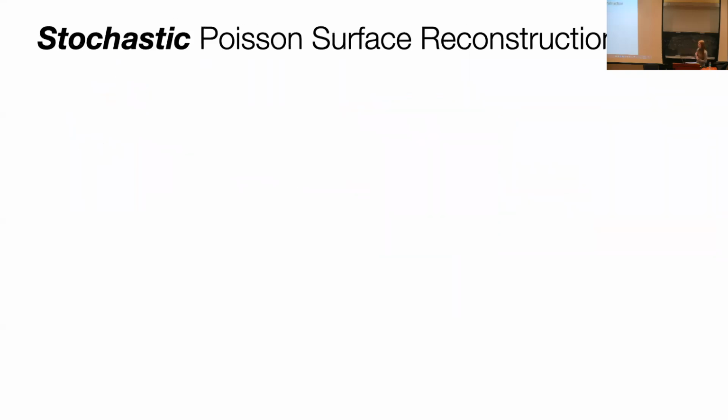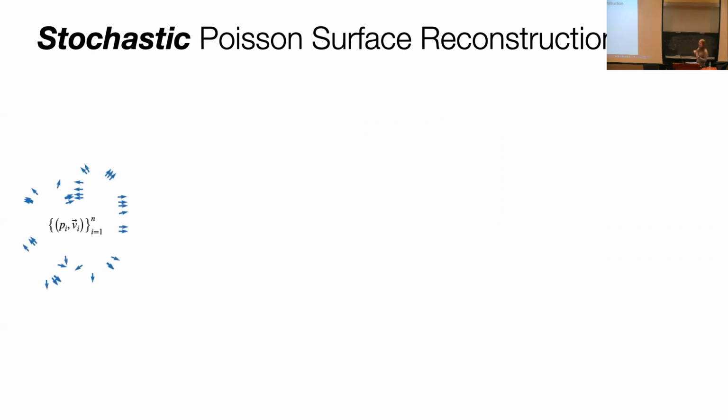Now that we know this, we can think, well, what if Poisson reconstruction had wanted to do a Gaussian process from the start? We can reinterpret Poisson reconstruction as a Gaussian process. And this is what we did, and we call it stochastic Poisson surface reconstruction. So let's do just that.